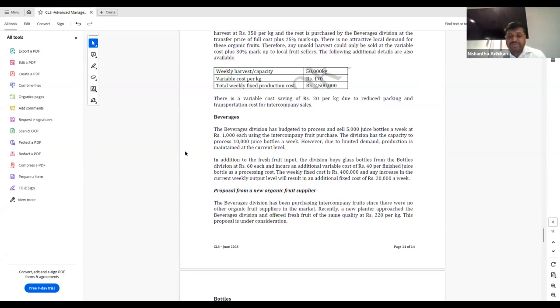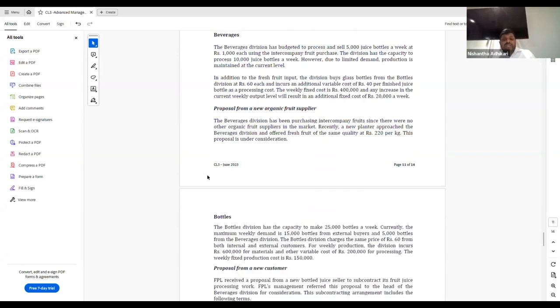Okay, we will see. Bottles. The bottle division also has the capacity to make 25,000 bottles a week. Currently, the maximum weekly demand is 15,000 bottles from external buyers and 5,000 bottles from the beverage division. The bottles division charges the same price of 60 rupees from both internal and external customers. For weekly production, the division incurs 600,000 for material and other variable cost of 1,200,000 for processing. The weekly fixed production cost is 150,000.